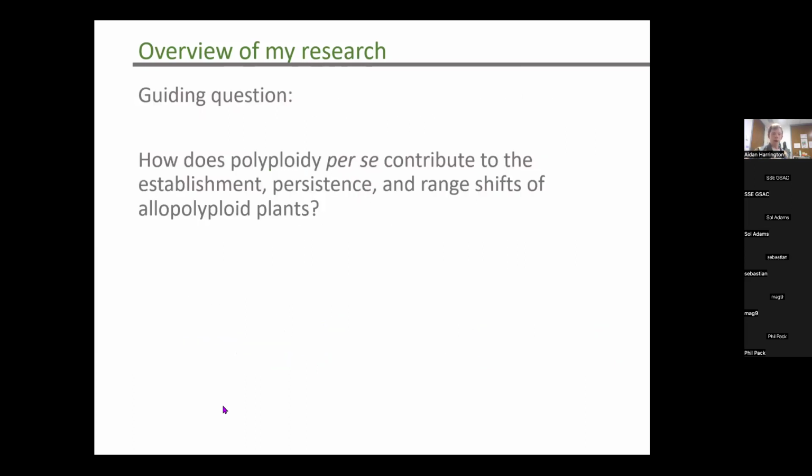So the overall guiding question here is, how does polyploidy per se contribute to the establishment, persistence, and range shifts of allopolyploid plants? I should mention also that the reason we're focusing on allopolyploids here is because even though allopolyploids form far less frequently than autopolyploids do in nature, they're at least equally as common, suggesting that there's a really strong survival and persistence advantage that allopolyploids have compared to autopolyploids. So it makes them an interesting case for figuring out these questions.